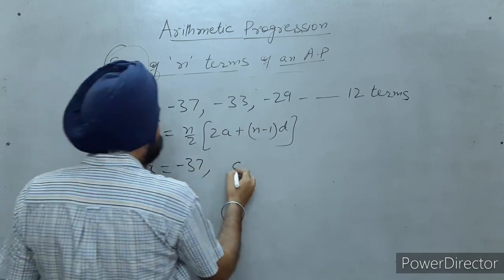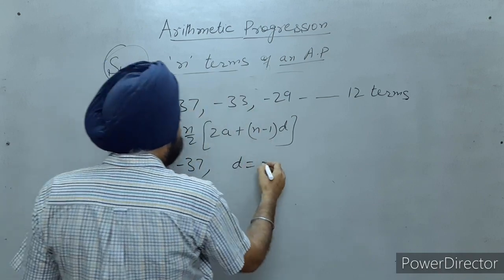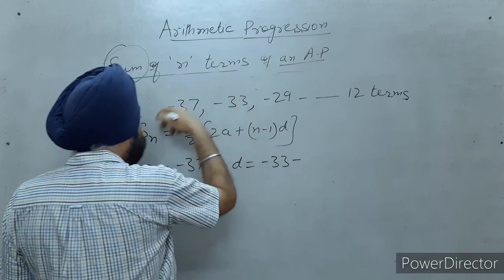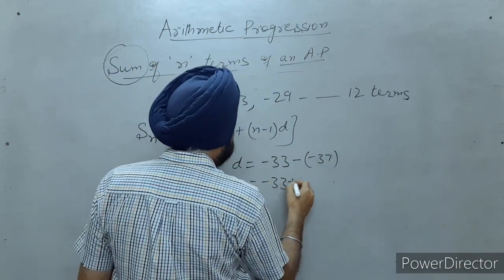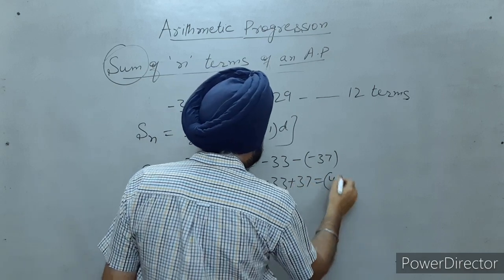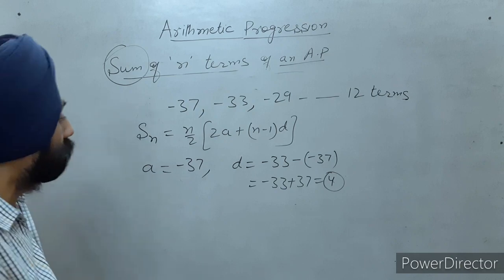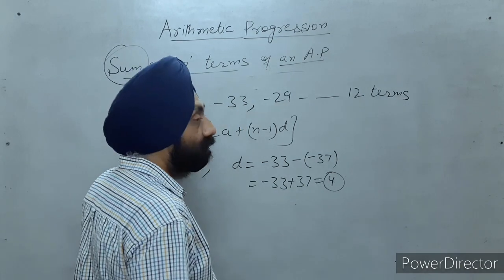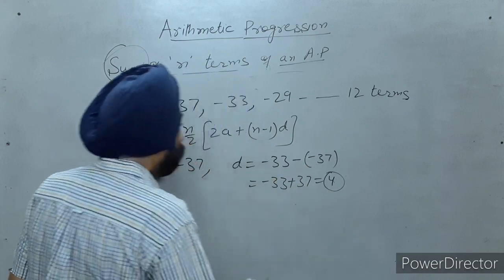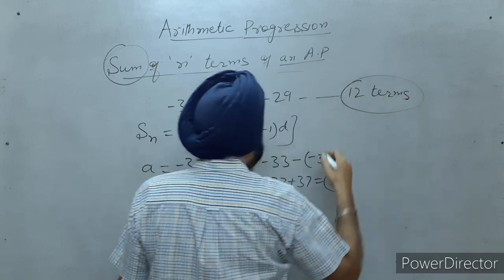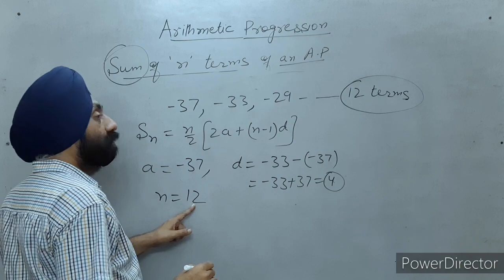What is the common difference? Second term minus first term: -33 minus (-37). This becomes -33 plus 37, that is 4. This is the common difference. Common difference d equals the second term minus the first term, and I get the common difference as 4. Now, how many terms? We have n equals 12, it's given. So we want to find the sum of the 12 terms.